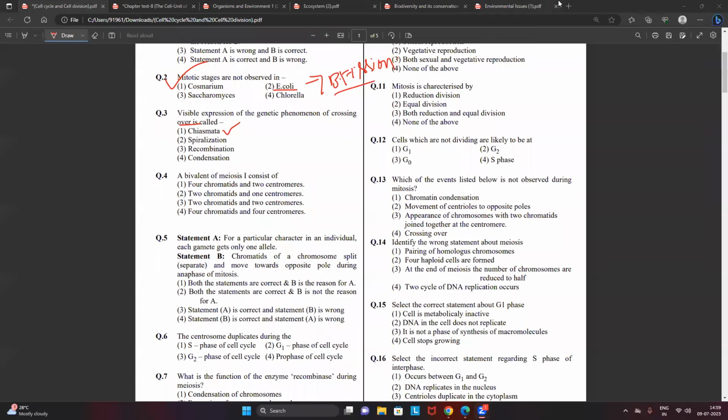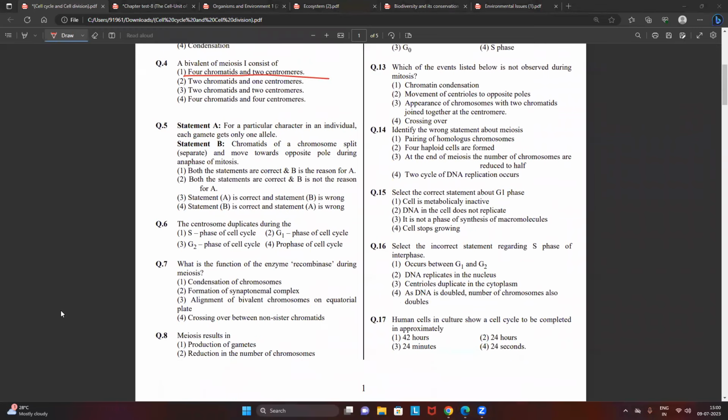Next, question number 4: a bivalent of meiosis 1 consists of? What is the answer? Everyone has given it. Very good: 4 chromatids and 2 centromeres. I am requesting you, friends, I want you to answer the maximum number of questions correctly, so take your time and give me the correct answer. Question number 5.